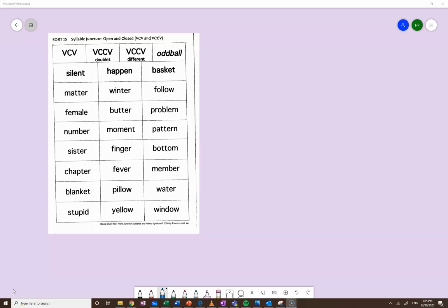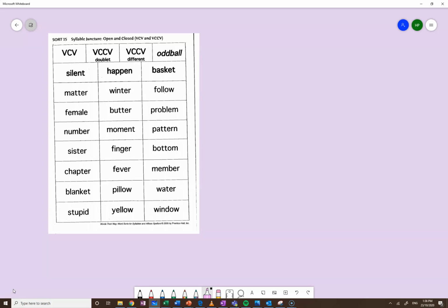This week is very similar to the word sort that you completed last week. So we are going to be focusing on two similar spelling patterns to last week, and then we are going to add a new one to our repertoire.